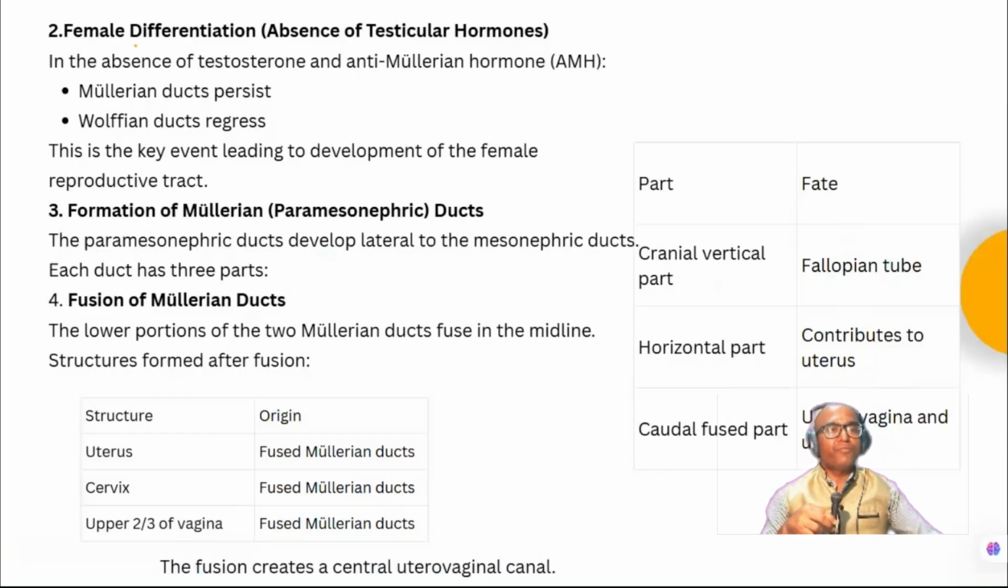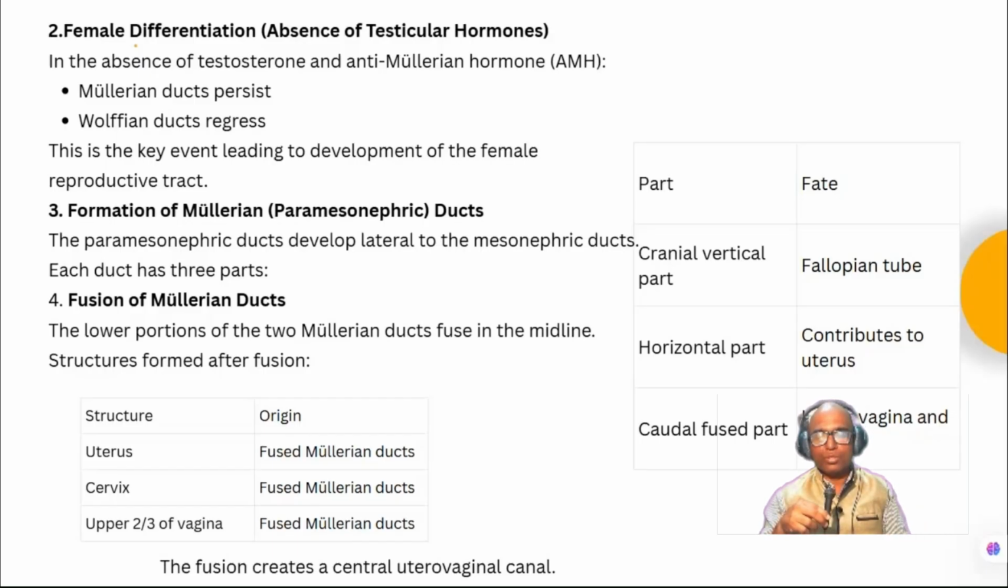Okay. Then fusion of these Mullerian ducts. The lower portion of the 2 Mullerian ducts will fuse in the midline, and because of this fusion, it will lead to the formation of the uterus, cervix, and upper two-thirds of the vagina, while the cranial vertical portion will lead to the formation of the fallopian tubes. The fusion creates a central uterovaginal canal.